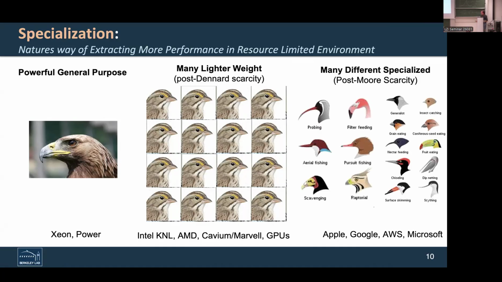But now we're entering the post-Moore scarcity, and now the critters go after different food sources. They specialize, and they become like Darwin's birds here. This is exactly what Apple, Google, Amazon, and Microsoft are doing. They've got the Google TPU. If you look at an Apple cell phone, people have identified 50 or 60 discrete specialized accelerators, each of a different sort on it. Amazon has its Graviton and Trainium, and Microsoft its recent Maia system. So this is what the rest of industry is doing.